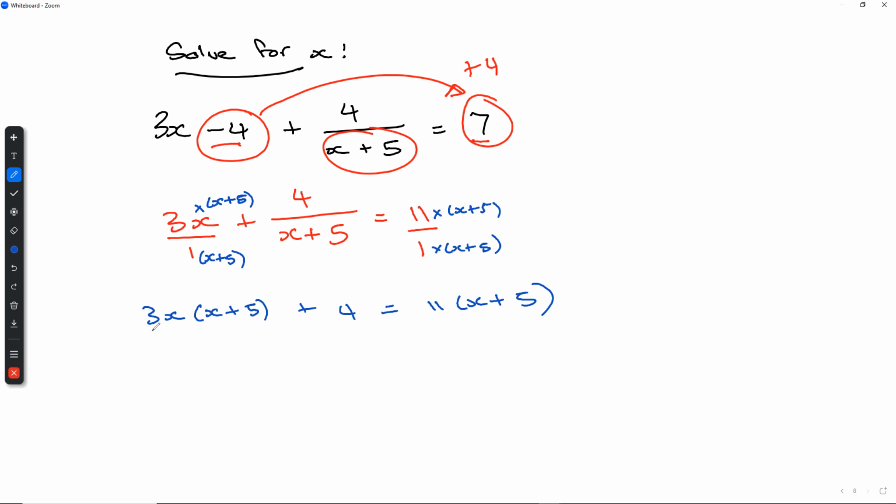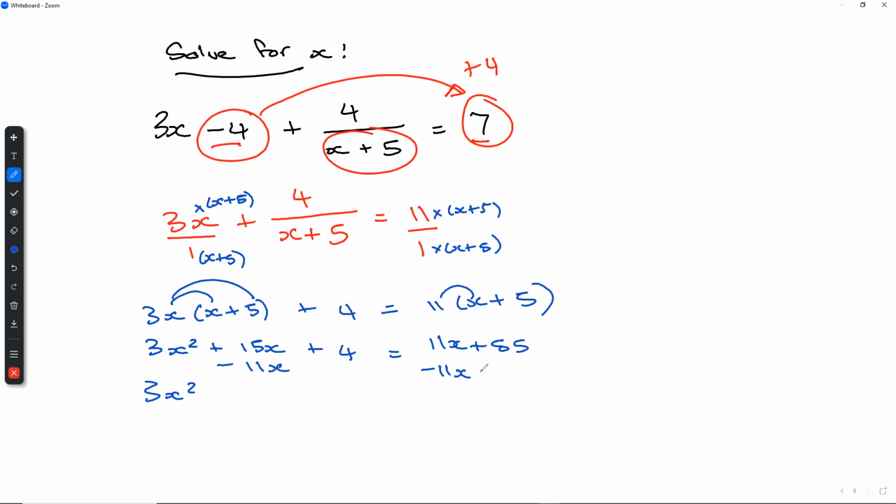Now, I'm going to multiply 3x into the bracket twice. It's going to end up as 3x squared plus 15x plus 4 equals 11x plus 55. And so this becomes 3x squared plus 15x minus 11x. I'm going to subtract 11x on both sides of the equation.